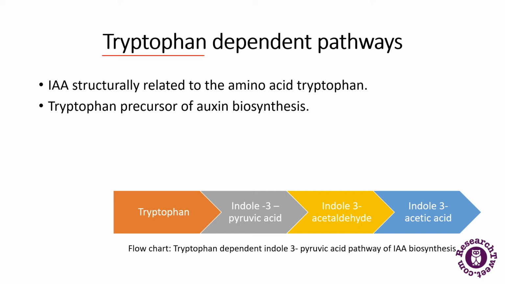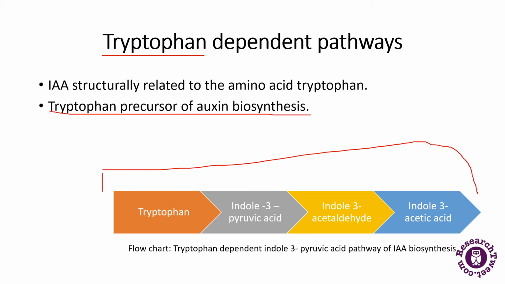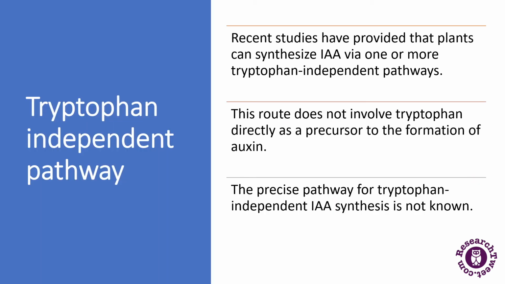Tryptophan is converted into IAA by several pathways. This flowchart shows how tryptophan is converted to IAA. Tryptophan first gets converted to indole-3-pyruvic acid, then to indole-3-acetaldehyde, and then into indole-3-acetic acid. So tryptophan is the precursor of auxin biosynthesis, and this is the whole process of its conversion to IAA. The pathway involves deamination of tryptophan, decarboxylation of indole-3-pyruvic acid, and oxidation of indole-3-acetaldehyde. These are the things discussed here. So tryptophan leads to indole-3-acetic acid formation. Next we will talk about the tryptophan-independent pathway.